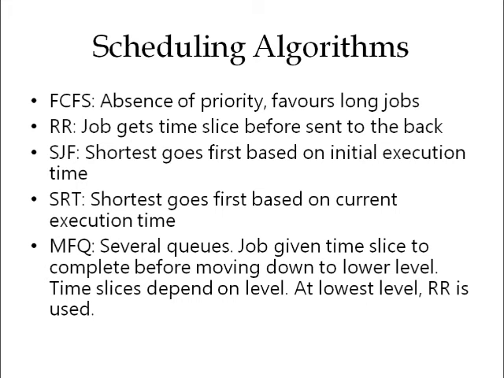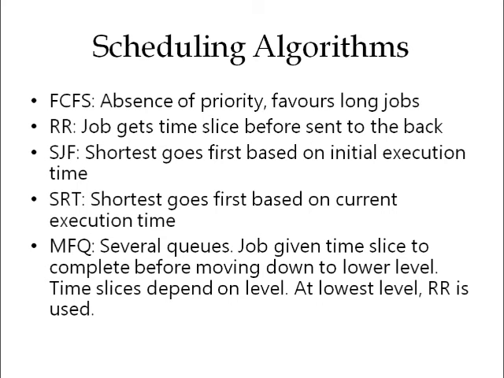Shortest job first, where the shortest job is moved to the front of the queue. Shortest remaining time is very similar to shortest job first, but a newer, shorter job will out-prioritize the current job. Multi-level feedback queues use several queues where jobs move downwards as they use more processing time. Round robin is used at the lowest queue.